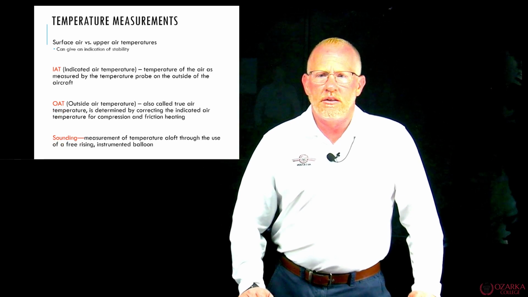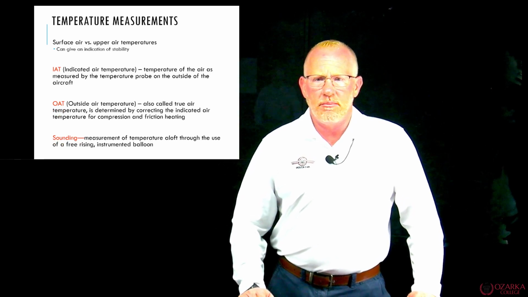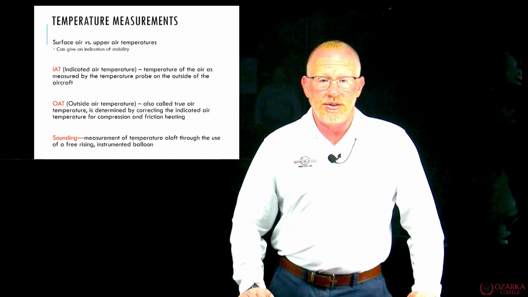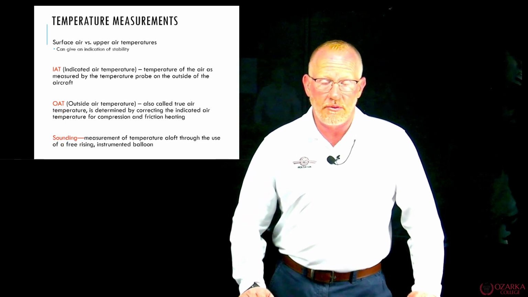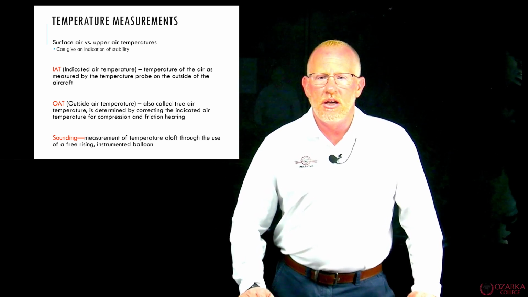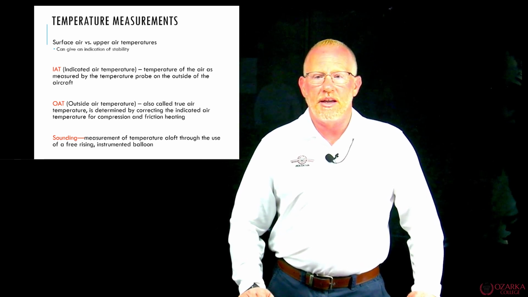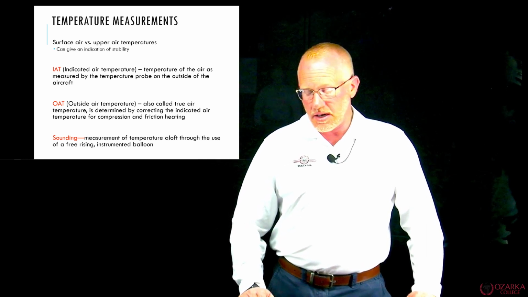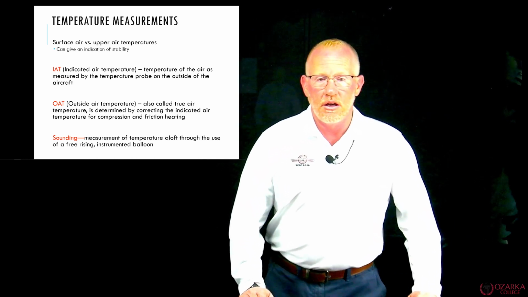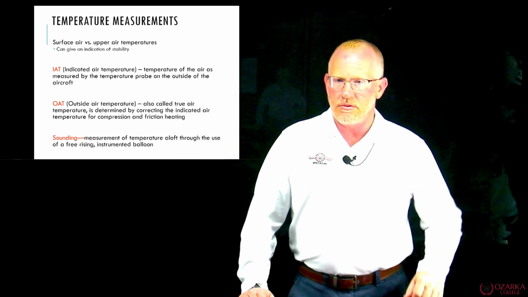All right, so temperature measurements. Surface air versus upper air temperatures can give you an indication of how stable that parcel of atmosphere is. All right, so IAT, indicated air temperature, is the temperature of the air as measured by the temperature probe on the outside of the aircraft. Now, every aircraft does not have a probe. The planes you're flying here, it's just up on the air vent. You can look right there, there's the thermometer, it tells you, right?